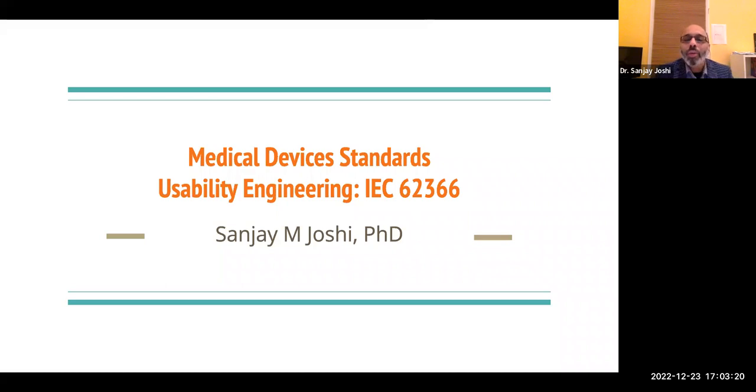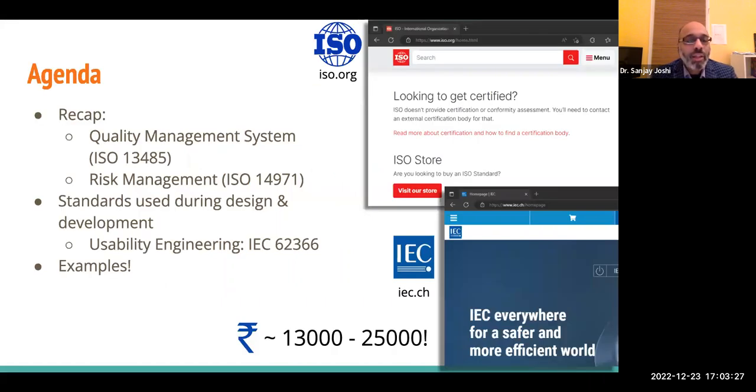So today we are going to talk about the usability engineering standard IEC 62366, and a quick agenda. We are going to do a very brief recap from the last 2 sessions on the key points from the quality management system, or ISO 13485, and also the risk management for medical devices, which is ISO 14971. Then we'll get into the standard used for usability, which is IEC 62366. This is used during design and development of your product, and we are going to look at some examples.